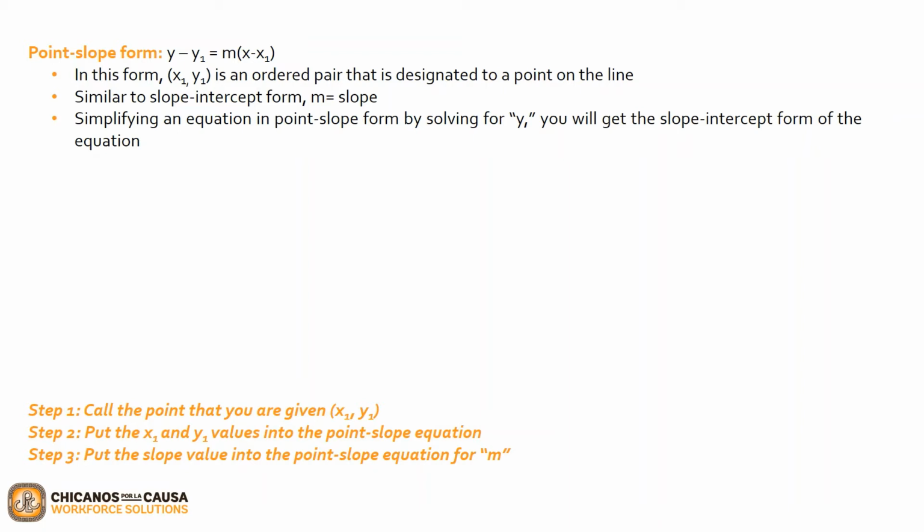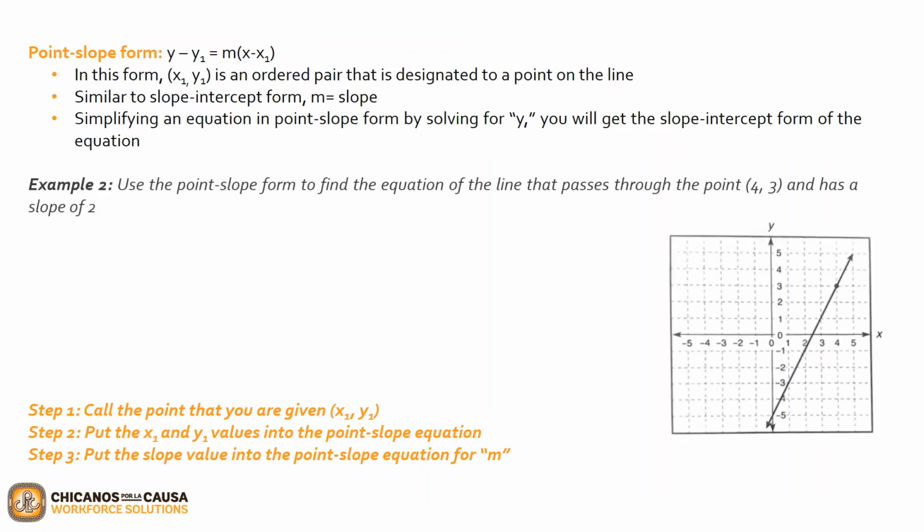Now, simplifying an equation in point-slope form means that solving for y, you will get the slope-intercept form of the equation. To solve this, we're going to follow 3 steps. Step 1, we're going to call the point that you are given. Step 2, we're going to put the x1 and the y1 values into the point-slope equation. And step 3, we're going to put the slope value into the point-slope equation for m. So this is another just plug and chug and solve.